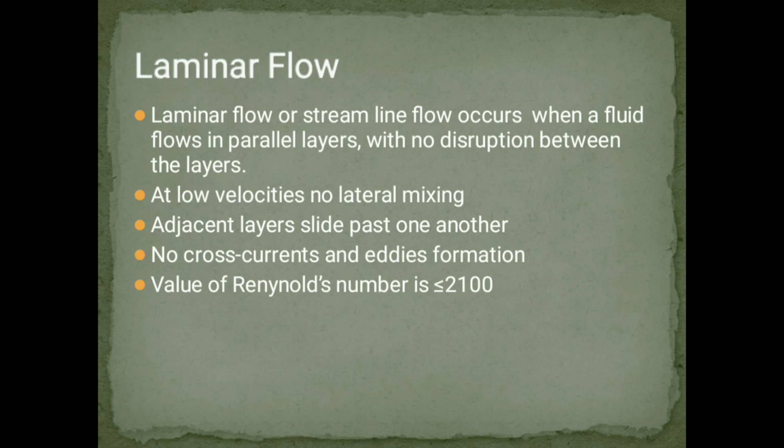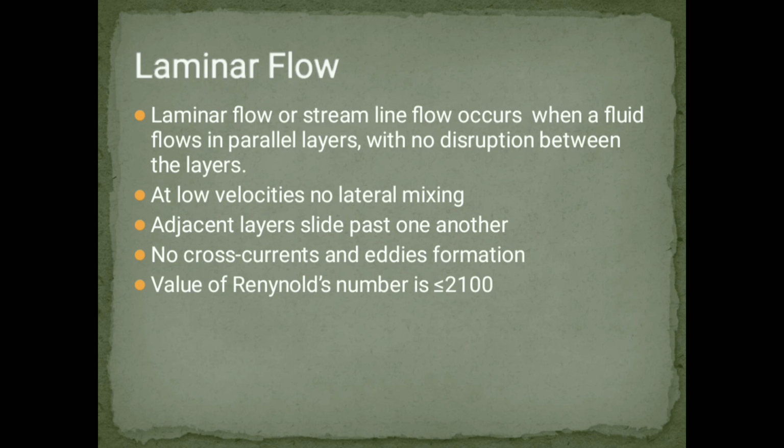It occurs when a fluid flows in parallel layers with no disruption between the layers. This flow is majorly at low velocities. At low velocities, the fluid tends to flow without lateral mixing and adjacent layers slide past one another like playing cards. There are no cross currents perpendicular to the direction of flow, nor eddies or swirls of fluid. In laminar flow, the motion of the particles of the fluid is very orderly, with all particles moving in straight lines parallel to the pipe walls.